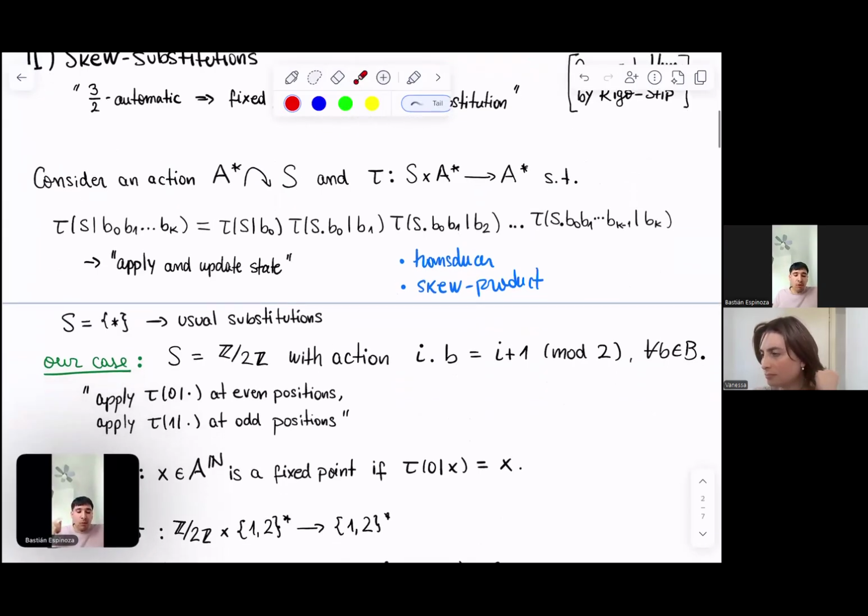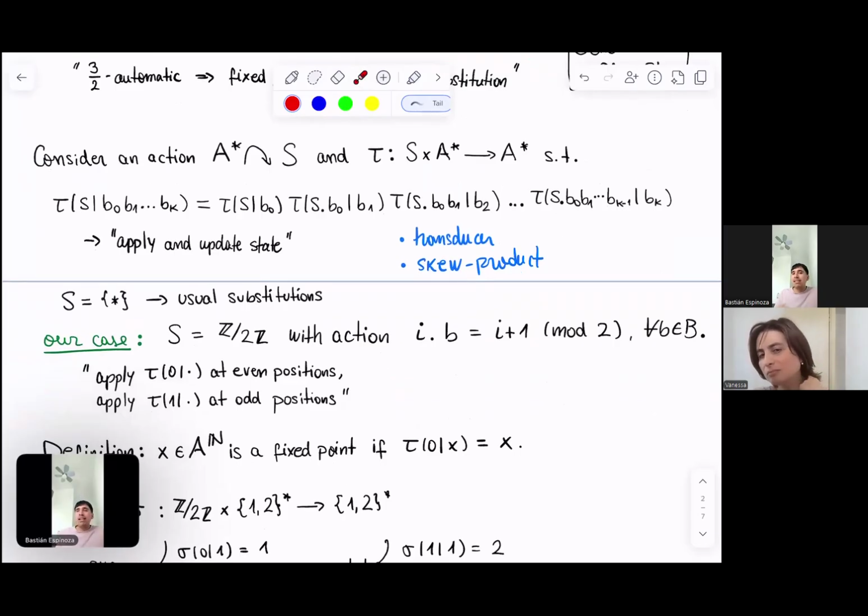Now, the case we're going to consider can be seen as the simplest non-substitutive case. So the simplest case beyond the classical substitution case. So what we do is that we consider a state in which we only have two elements. We can interpret this as two states that are going to flip integers modulo 2. And the action is also the simplest that we can think of. The only thing that we do is that every letter acts in the same way by adding 1. So it flips the state.